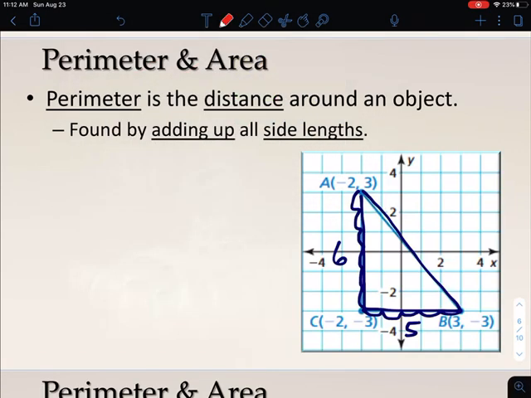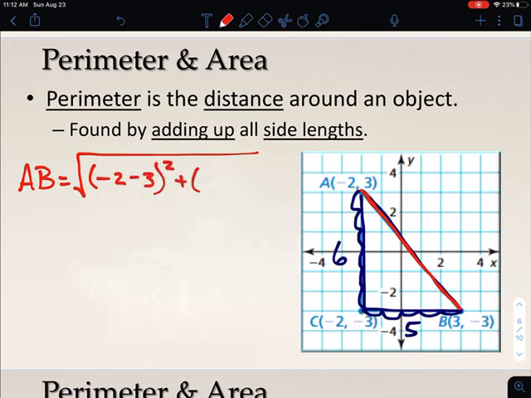Now, when I try to go from A to B, so when I'm trying to find this length over here, the problem is I can't just count. Anytime we have diagonal lines, counting is not an option. So what I'm going to have to do here is use my distance formula that we talked about last week. So if I want to find the distance from A to B, I'm going to need to take my x values and subtract them. So -2 minus 3 squared, and then my y values, 3 and -3, so 3 minus -3 squared.